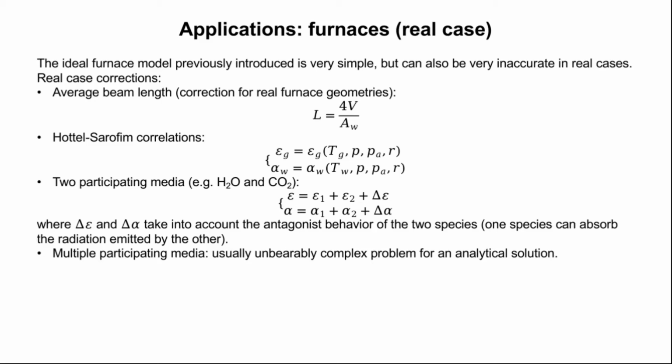When two species are participating, like H2O and CO2 for combustion, epsilon and alpha can be expressed as the sum of the separate emissivities, or absorptivities, of the two species, plus a parameter delta epsilon or delta alpha, which takes into account the antagonist behavior of the two species, as one species can absorb the radiation emitted by the other one. Finally, if we have multiple gas species, the problem usually becomes too complex for an analytical solution.